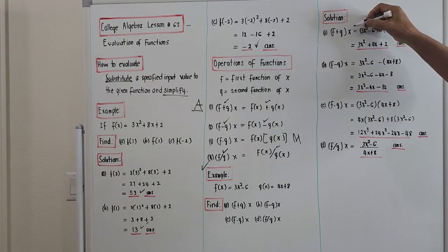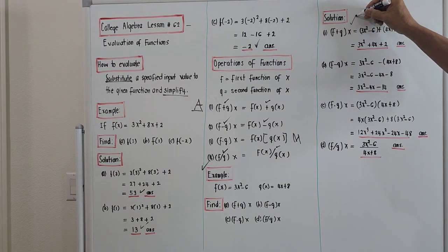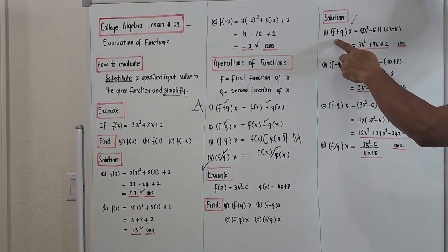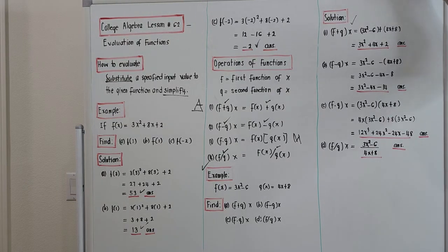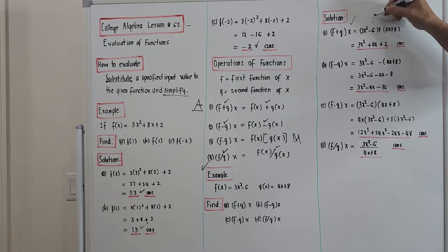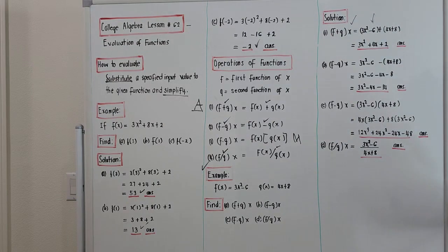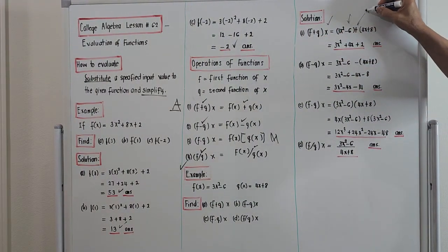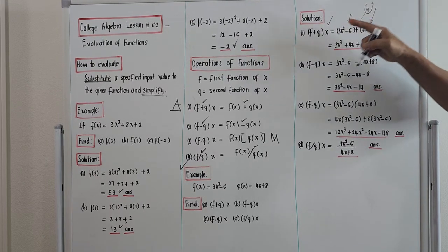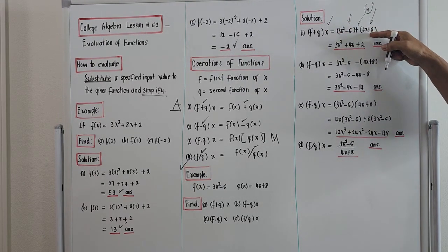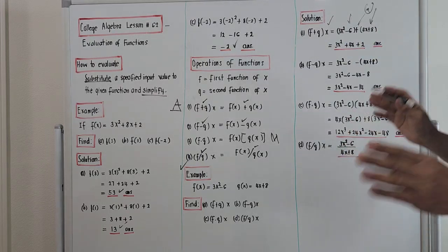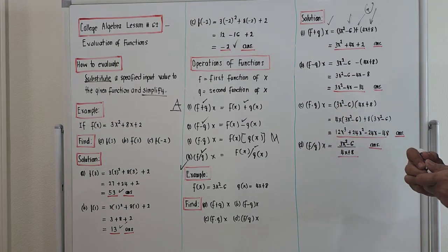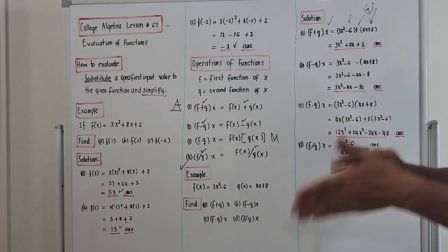Function f plus g of x. We are performing addition here. So we will just rewrite function f of x. The operation is addition, so this is plus. Then we will rewrite the value of g of x, which is 4x plus 8. The problem is just asking what will be the sum of function f of x plus g of x. That's why I'm telling you it is just a direct substitution one.